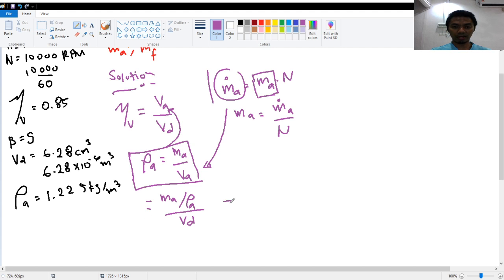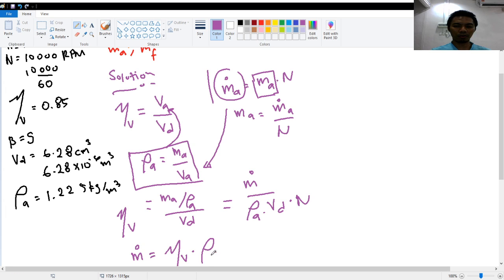Then another simplification when you put this equation into this: m dot a over rho a Vd n. Am I correct? On the left hand side here we have volumetric efficiency. If we pull all these together, you get the final function: m dot a equals volumetric efficiency times rho times Vd times n. Correct. That's it.